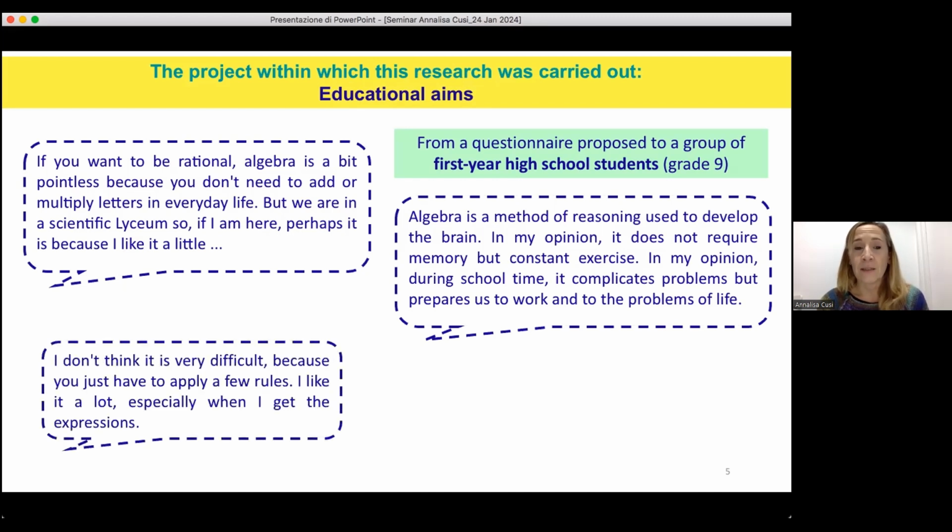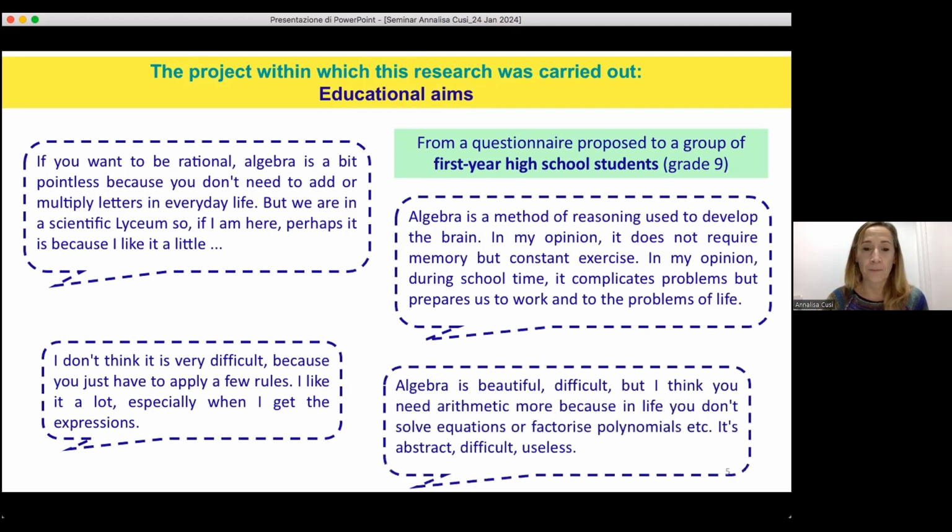I don't think it is very difficult, because you just have to apply a few rules. I like it a lot, especially when I get the expressions. Algebra is beautiful, difficult, but I think you need arithmetic more, because in life you don't solve equations or factorize polynomials, etc. It's abstract, difficult, useless.